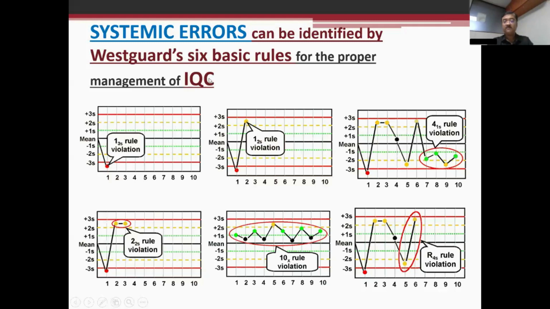Similarly, if there is a result beyond 1 standard deviation, after the consecutive 4th day, we call it a 4-1S rule violation and take a corrective action against it. For the 10 mean rule, all 10 results are lying on one side of the mean. We are allowing up to the 10th day, and on the 10th day we say it's a bias.